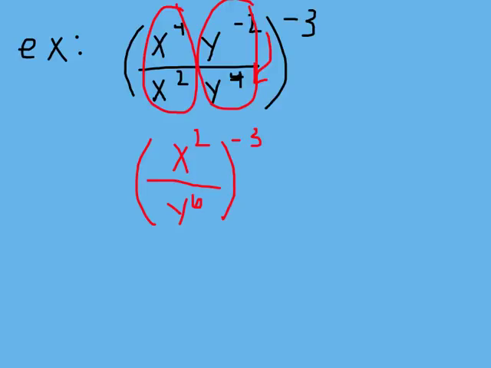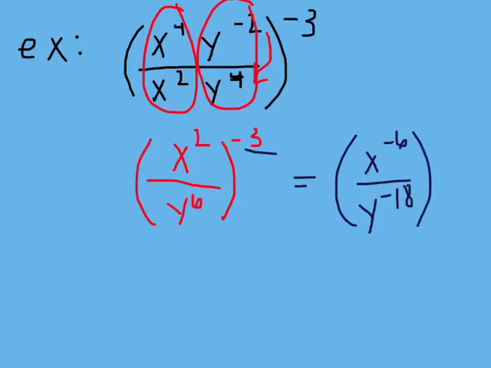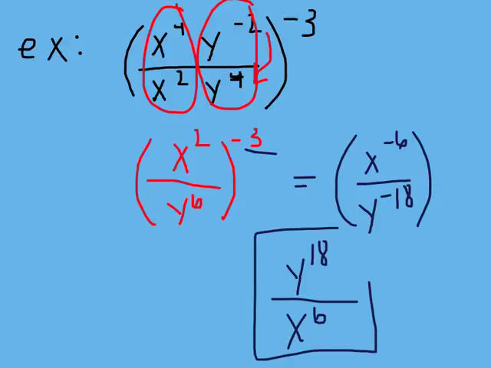Now after that, we've simplified the inside. We're going to distribute this power now. So we have here x to the negative 6 over y to the negative 18. You need to remember that you can't have negative powers, so if it's negative, you need to flip the side of the fraction sign it's on. So we'll bring the y up as y to the 18th, and the x down as x to the 6th. And that would be our final answer.